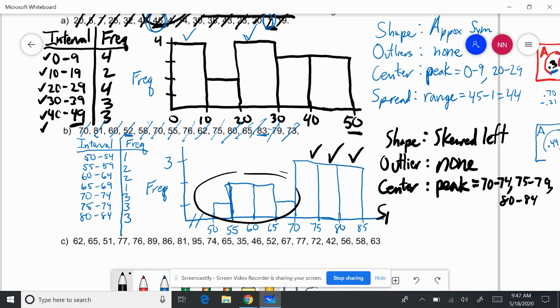And for our spread, we're going to look at our range again. Our range is our maximum minus the minimum. We said that our maximum was 83. We said our minimum was 52. And that right there would give us 31.